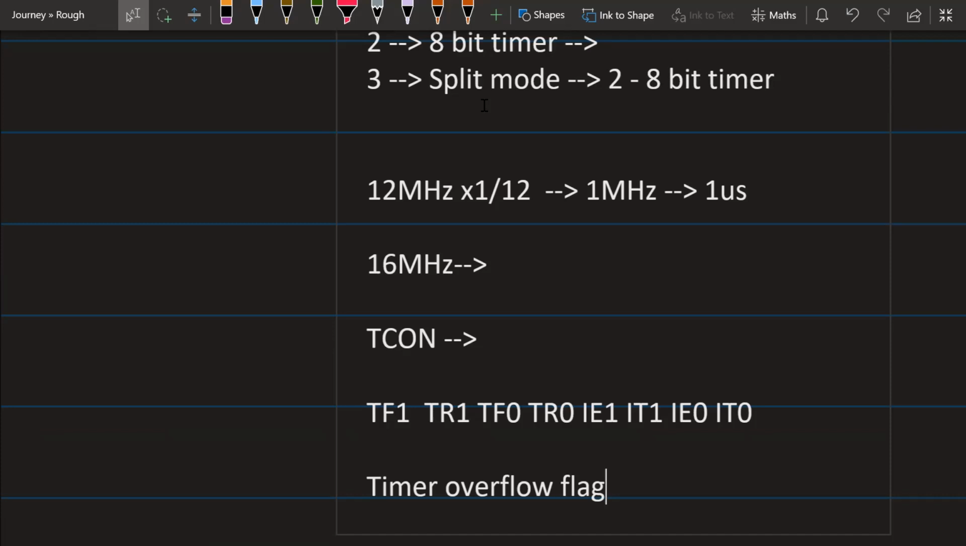So IE1 is actually the interrupt flag. We have discussed that we have an interrupt pin. Whenever you receive some interrupt in the interrupt pin, this bit will be set high. That is actually a high to low edge: if the signal is high and suddenly you make it low, then this bit will be set.